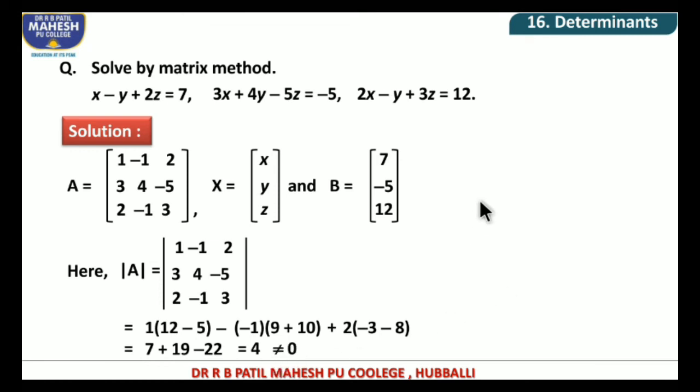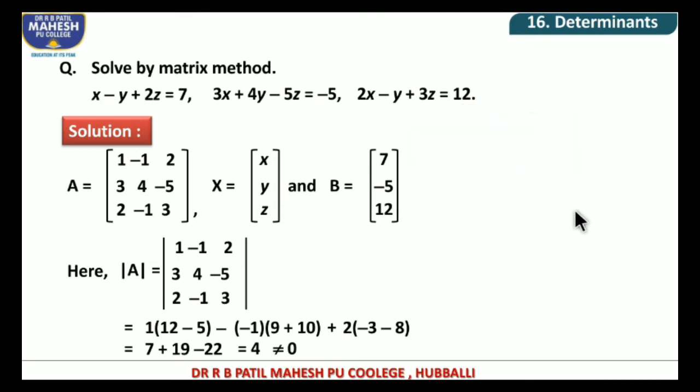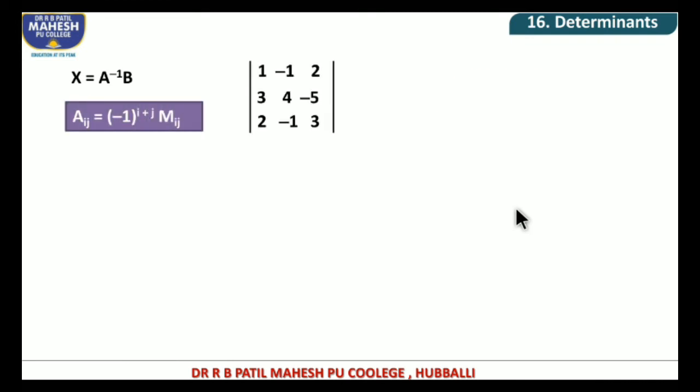Therefore, here A is a non-singular matrix. Therefore, A inverse exists. To find out A inverse, here we have X is equal to A inverse into B. So to find out A inverse, first we have to find out cofactors of each element.